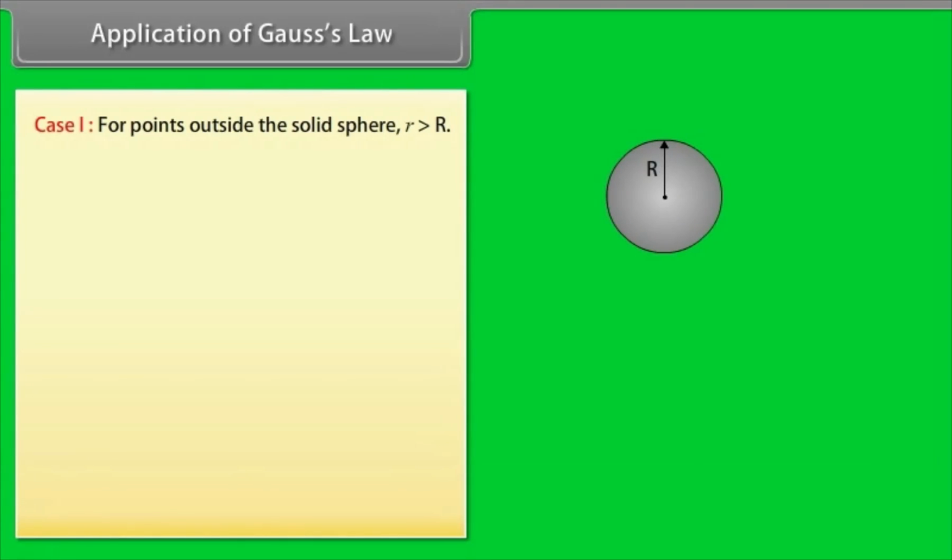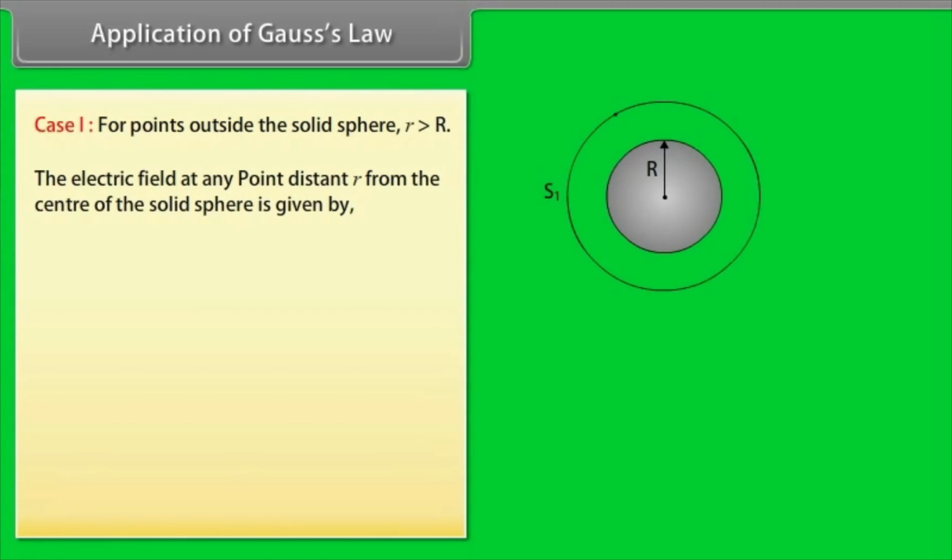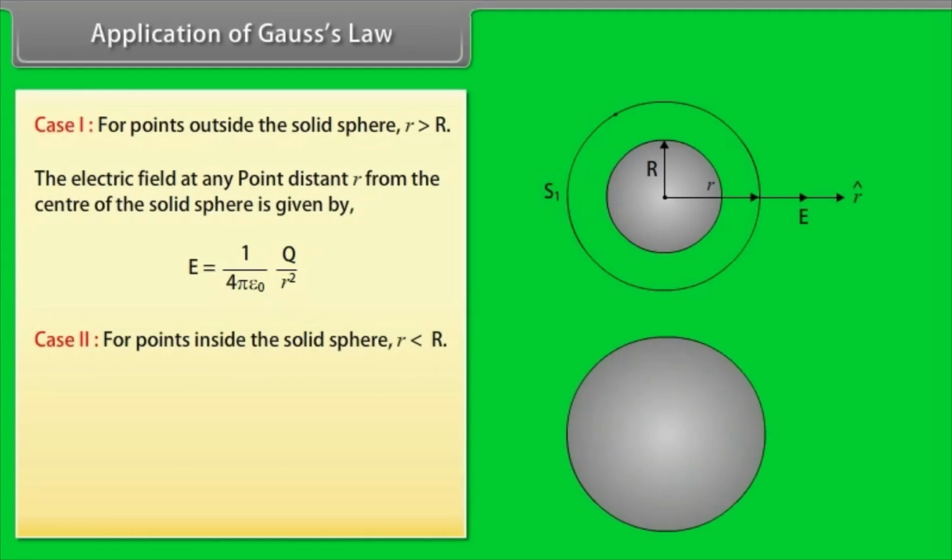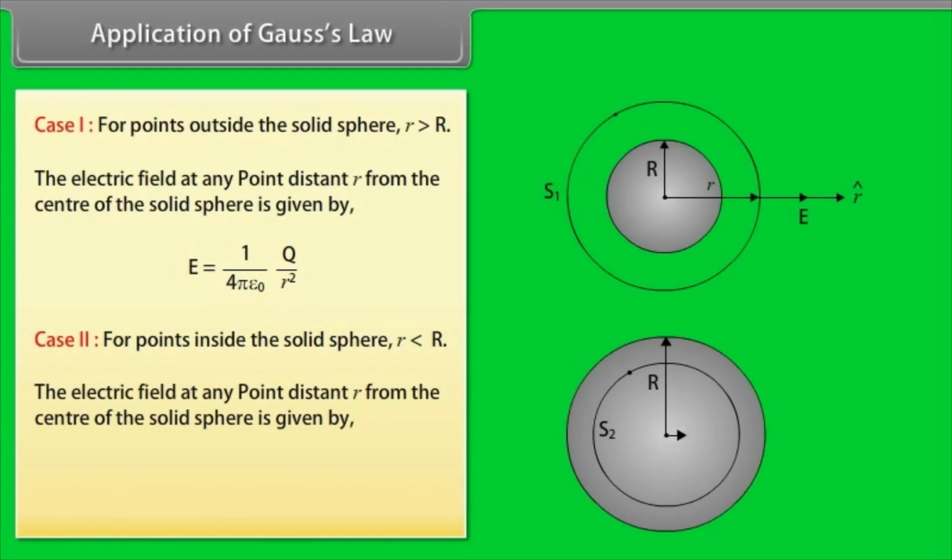Case 1. For points outside the solid sphere, r is greater than R. The electric field at any point distant r from the center of the solid sphere is equal to 1 upon 4 pi epsilon naught multiplied by Q upon r square. Case 2. For points inside the solid sphere, r is smaller than R. The electric field at any point distant r from the center of the solid sphere is equal to 1 upon 4 pi epsilon naught multiplied by r Q upon R cube.